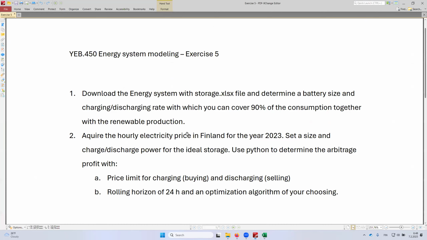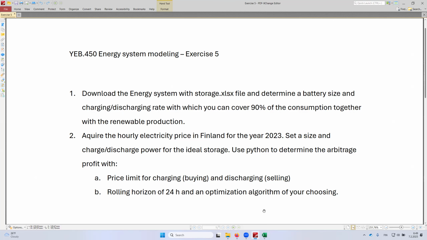part of these exercises. And the second one is to acquire the hourly electricity price in Finland for the year 2023. Set a size and discharge power for the ideal storage and use Python to determine the arbitrage profit with price limit for charging and discharging, so buying and selling, and this rolling horizon of 24 hours and an optimization algorithm of your choosing.